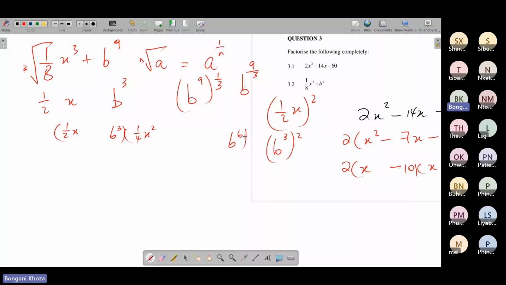Then the middle term is just this one times that one, which is 1 over 2 x b cubed. Then in terms of the signs, I was given a plus, so I'll put a plus in the first bracket, and then I'll have a minus and a plus. Remember, you always have one negative. If I was given a minus here, I'll have a minus, plus, plus.